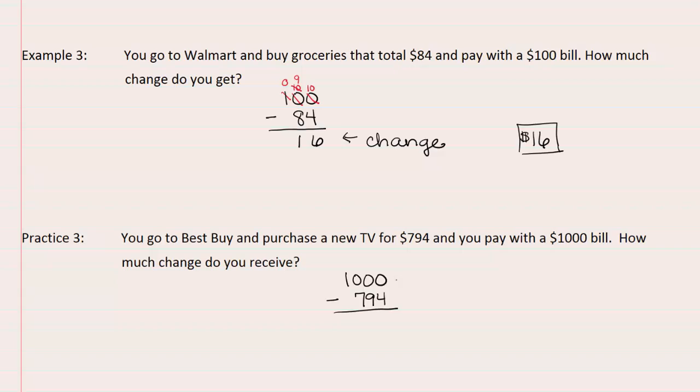We're going to have to borrow, and I have to borrow all the way back to this 1, so that 1 will become a 0. That one will become a 10, so I can borrow from it, making it a 9. That one will become a 10, borrow from it, making it a 9, making my last digit a 10. So now I have 10 minus 4 is 6, 9 minus 9 is 0, and 9 minus 7 is 2. So you would have gotten back $206 in change.